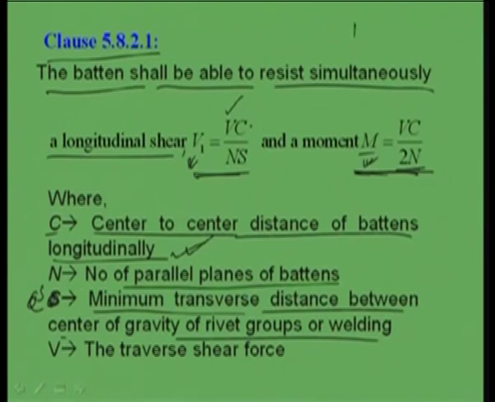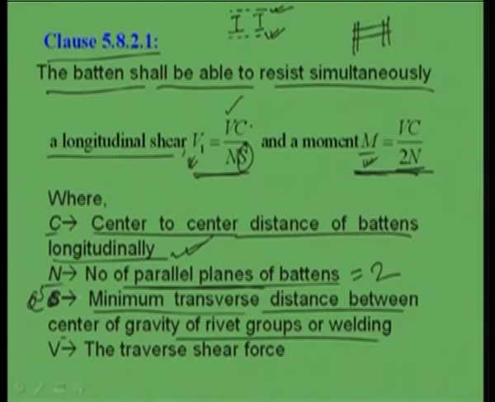Number of parallel planes, that means when two members are there, then we have a batten here, and in the opposite direction also another batten is there generally. That means if we have an I section here and an I section here, we generally tie them by this batten. So the number of batten planes is 2, right? So here N will become the number of parallel planes of batten, in general 2, right?